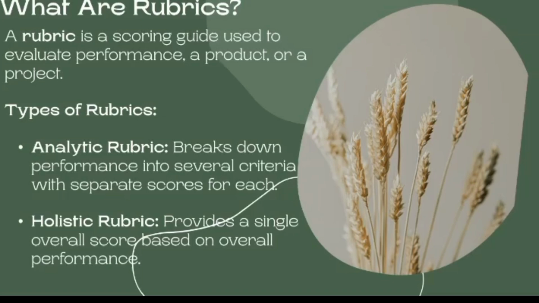Holistic rubrics are a type that gives one overall score that reflects the student's performance as a whole. It's quicker to use but gives less specific feedback, useful for general impressions or quick assessment.